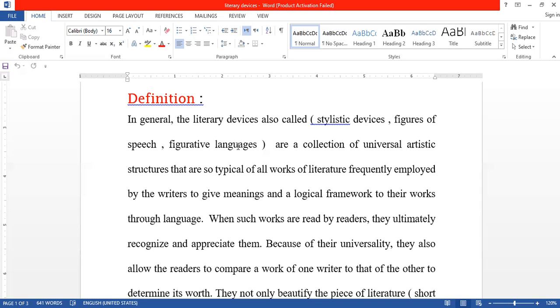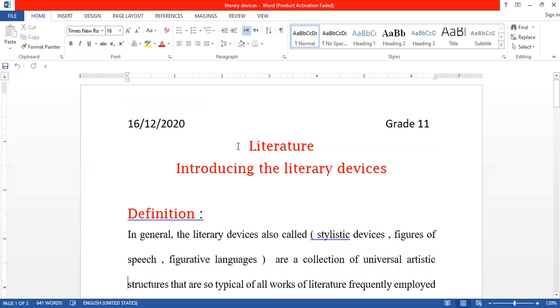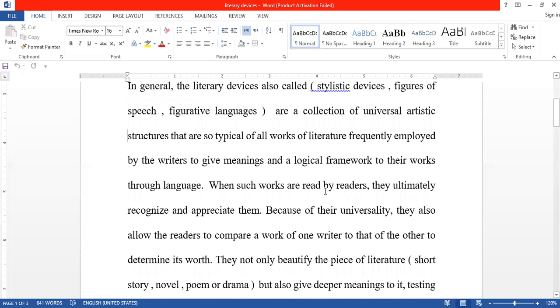So when we say that each writer has his or her own style of language, it means that the figurative language beautifies their style of language. These literary devices beautify the writer's style, how they write. Is it clear, please? Okay, continue, the middle of the paragraph.